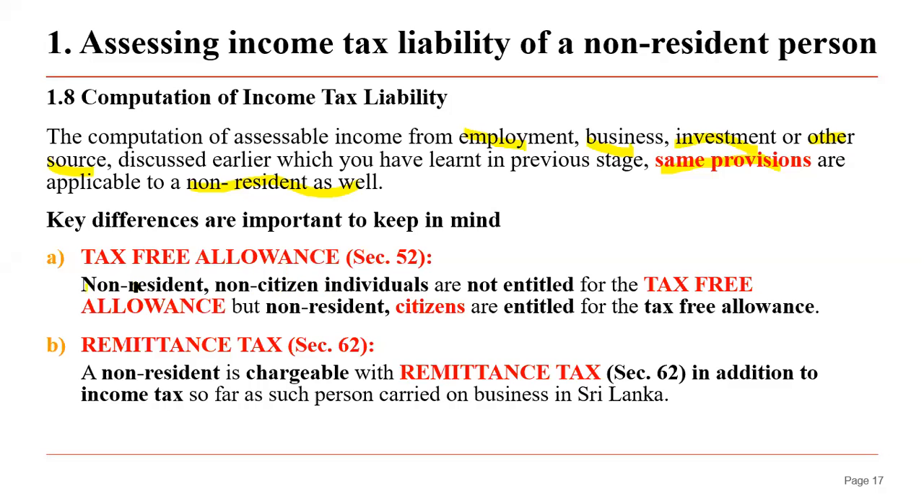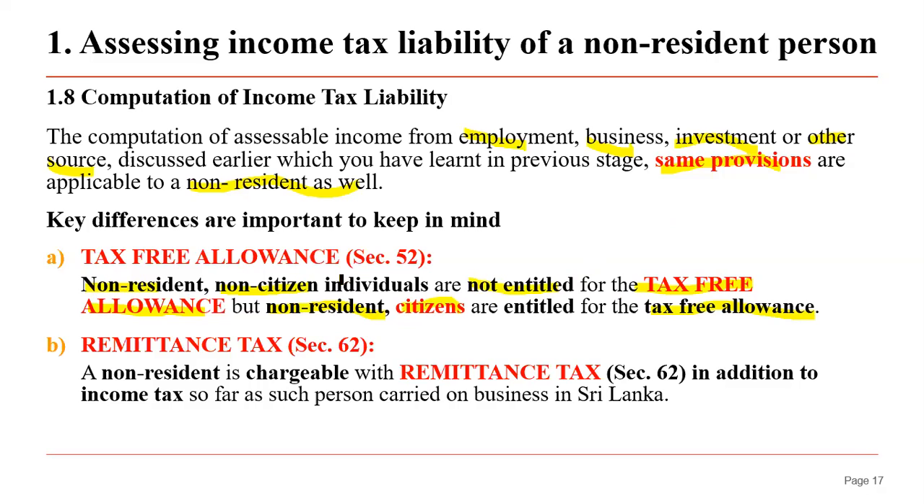So a non-resident and non-citizen individual is not entitled to the tax-free allowance, but non-resident citizens are entitled to the tax-free allowance. Non-resident citizens are entitled to the tax-free allowance. What is the tax-free allowance for an individual?